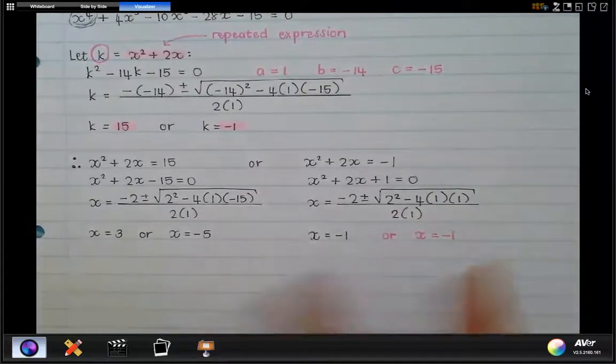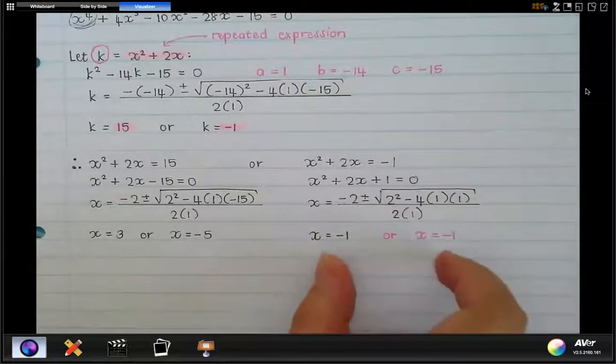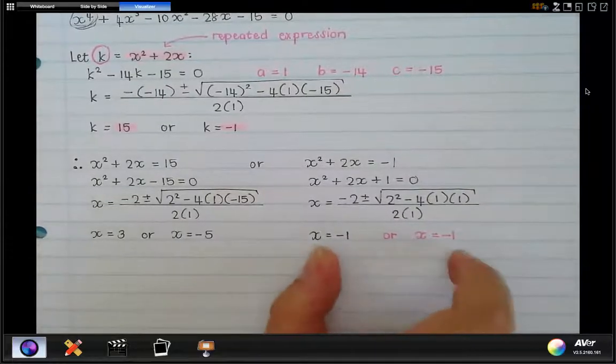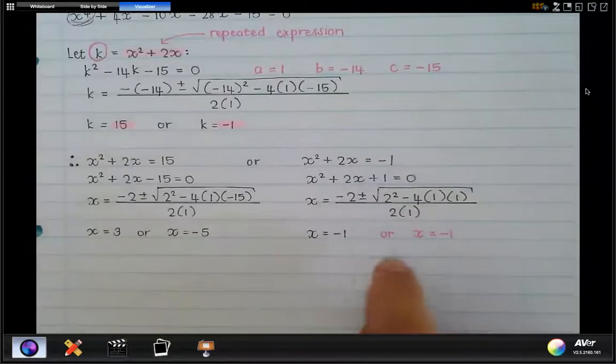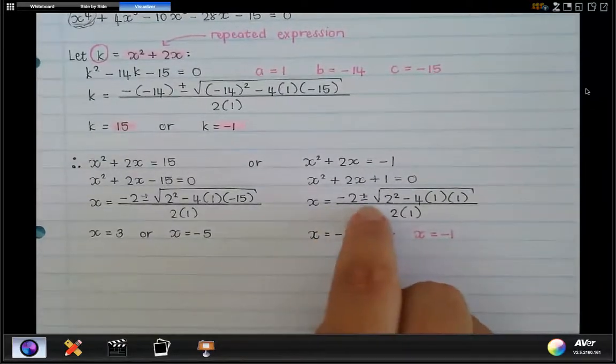So you will get 2 answers that are equal to the same number. Do you see that? That is happening here. We're getting x equals negative 1 when we put a plus there, and we're getting x equals negative 1 when we put a minus there.